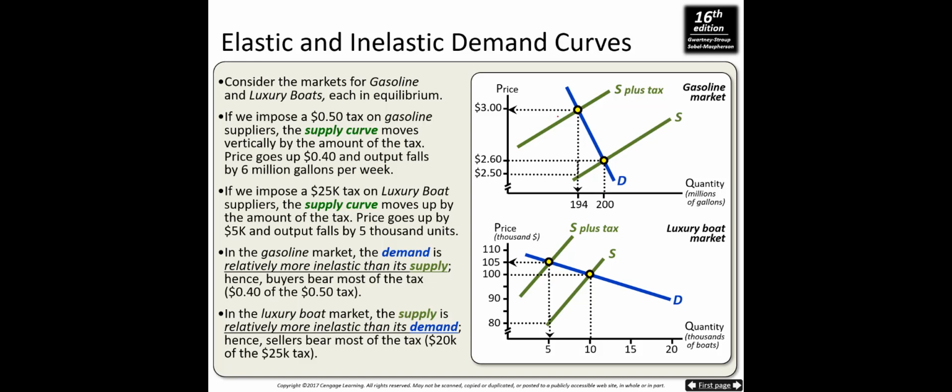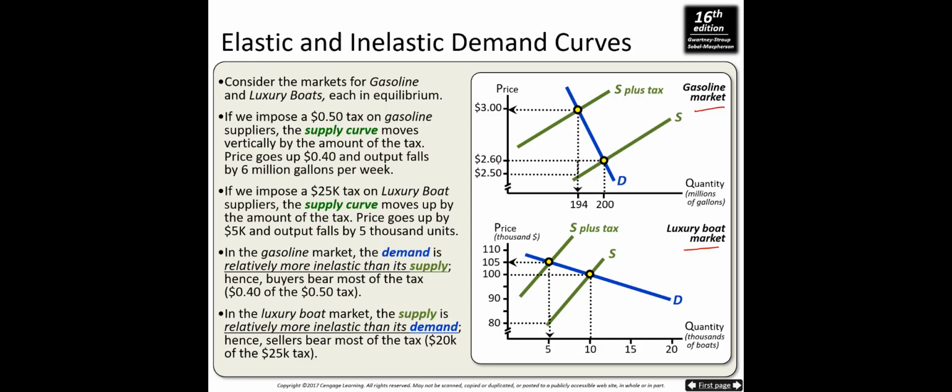Let's see two examples here, the gasoline market and the luxury boat market. In the gasoline market, demand is inelastic. Why? Because you need to drive your car to work or to school even if gas prices increase today. So in the short run, you don't make too many adjustments. You might save a couple of trips to the grocery store, but still you have to consume some gas. Therefore, demand is inelastic, but supply is elastic.